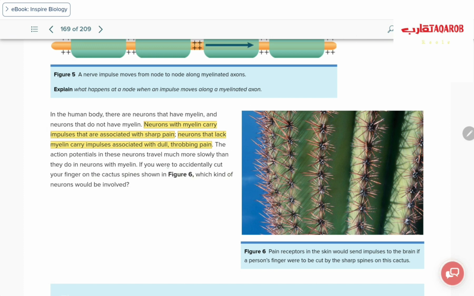If you were to accidentally cut your finger on the spine shown, which kind of neuron will be involved in this picture? The neuron will be a myelinated neuron because we have a sharp pain when we put our hand in this plant.